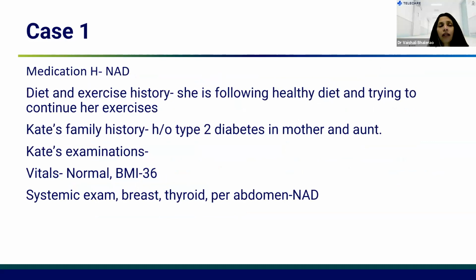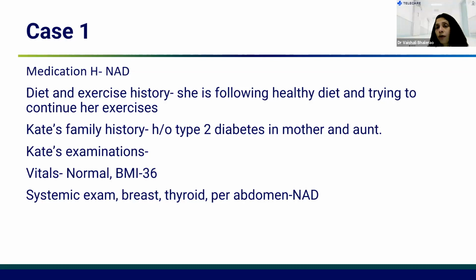So Kate is not taking other medication. Diet and exercise history: she's following a healthy diet and trying to continue her exercise. Kate's family history: she has a history of type 2 diabetes in her mother and aunt.